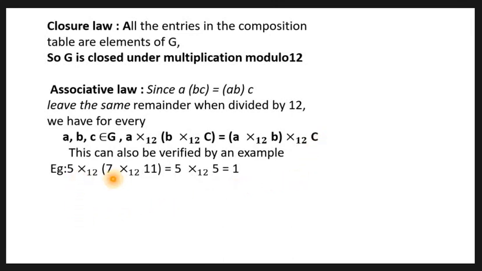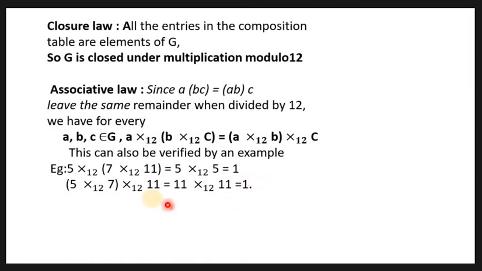First let us simplify the elements inside the bracket. 7 11s are 77. 77 minus the nearest multiple of 12, which is 72, is 5. So 5 mult mod 12 5 is equal to 5 5s are 25. 25 minus the nearest multiple of 12, which is 24, gives 1.